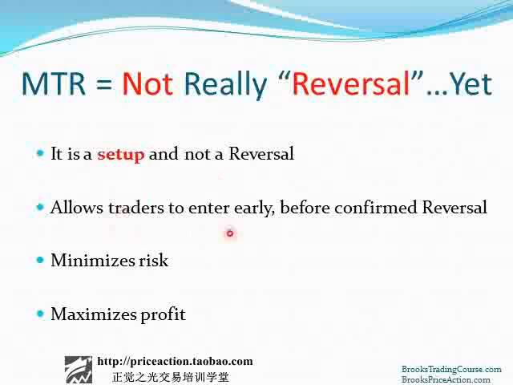It allows traders to enter early before the reversal actually is confirmed. The early entry allows for a minimum risk and a maximum profit. The trade-off is probability. Whenever you're going to get a lot of profit with very little risk, the chance of success is small. So a lot of major trend reversals have probabilities of 40 to 50% and not 50 to 60%.